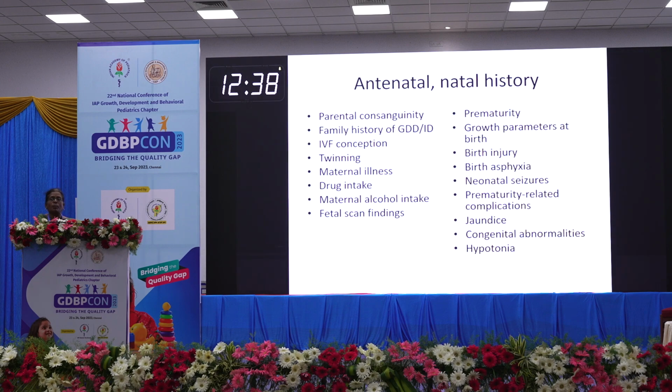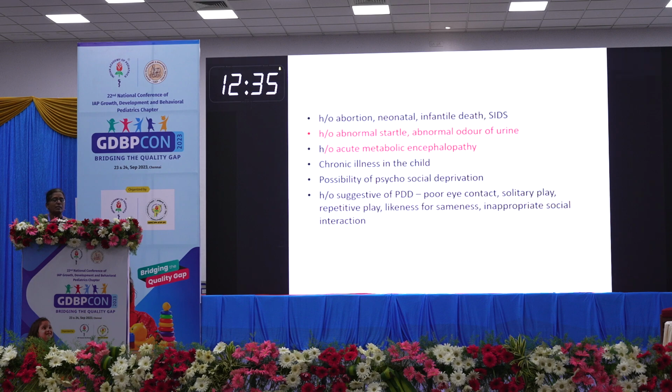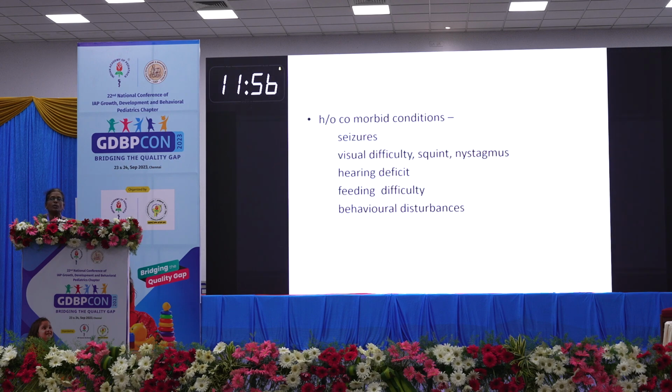And in the history we know pretty well what the high risk factors are. All these things we have to ask, and the most important will be whether there was any history of SIDS, abortion or infantile death. Abnormal startle, as we have already discussed, and abnormal odor of urine could suggest an underlying inborn error of metabolism. And again, whether there was any metabolic decompensation during intercurrent periods of illness denotes that the child may have an underlying inborn error of metabolism. Any chronic illness in the child like CKD, CLD, or any possibility of psychosocial deprivation, we have to ask for, and symptoms suggestive of pervasive developmental disorder. And the history should also include comorbidities: seizures, visual difficulty, hard of hearing, feeding difficulty, and behavioral disturbances.